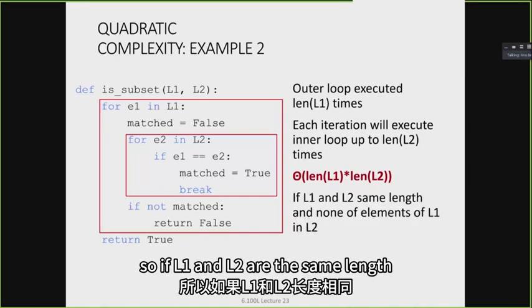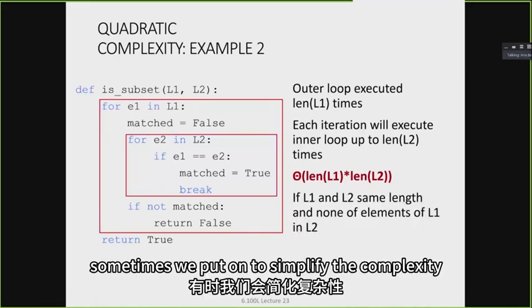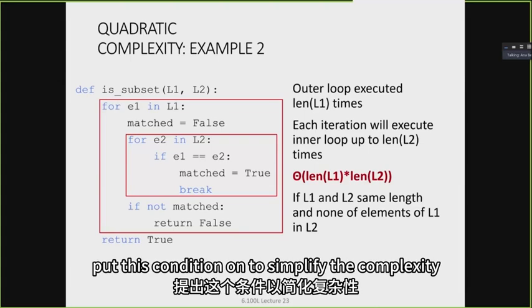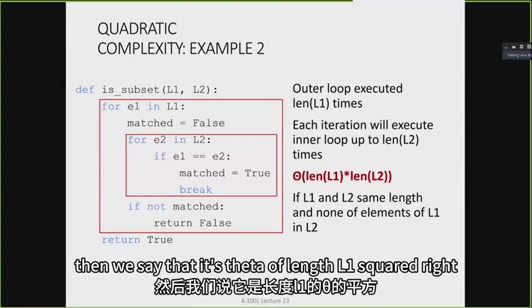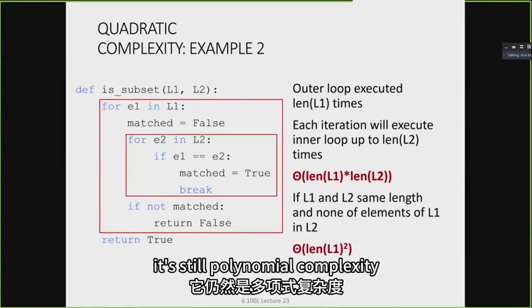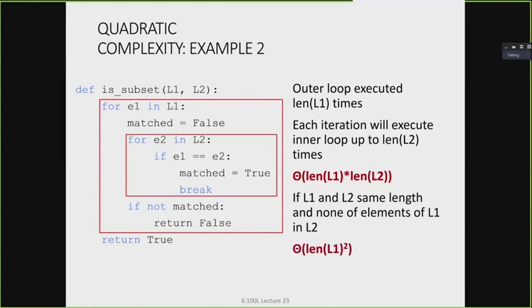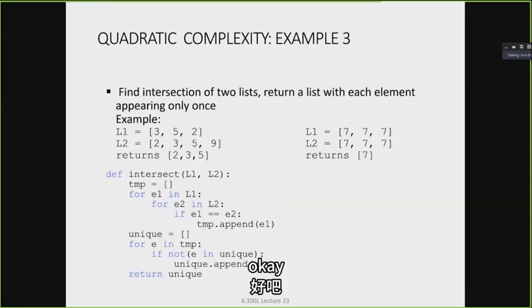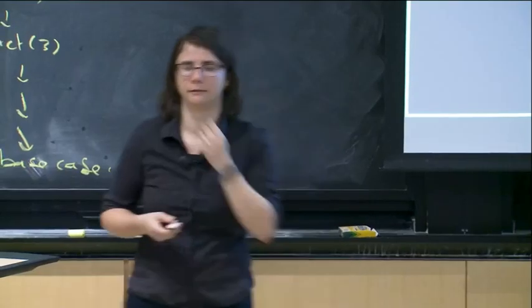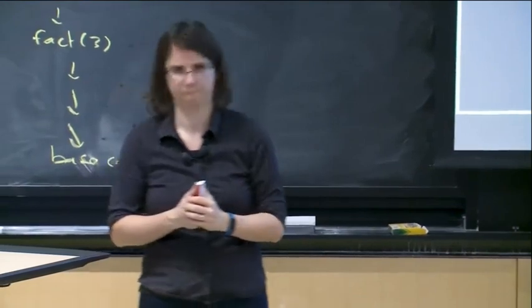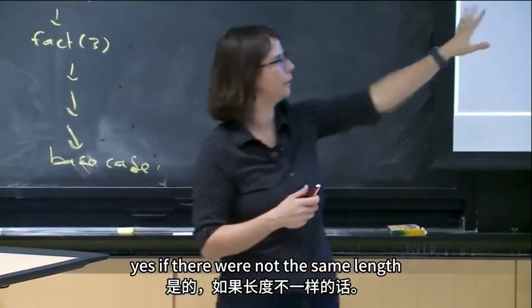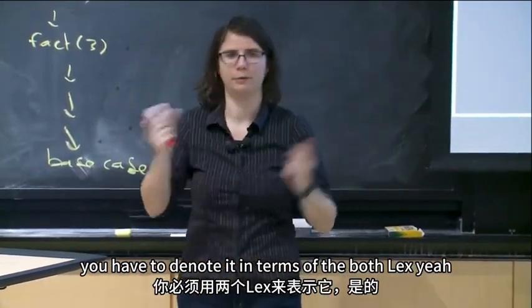So if L1 and L2 are the same length, which sometimes we put on as a condition to simplify the complexity, then we say that it's theta of length L1 squared. It's still polynomial complexity. Okay, question? If they weren't the same length, you just leave it at the previous line? Yes, if they were not the same length, you have to denote it in terms of both lengths.